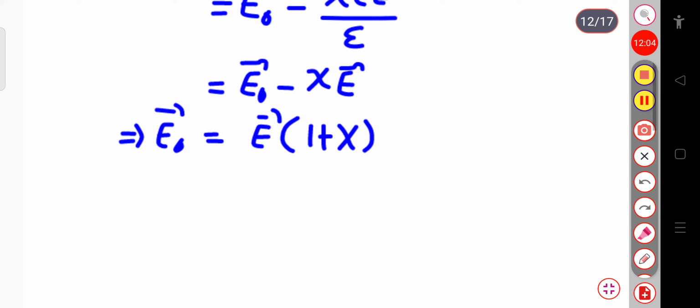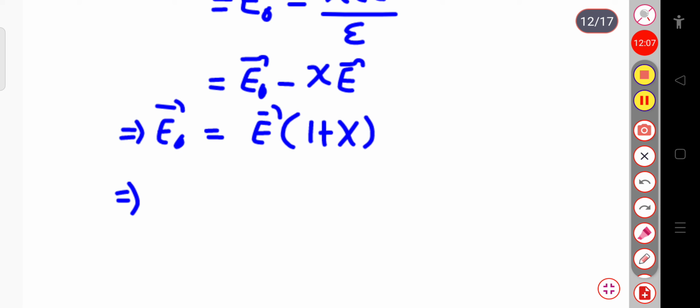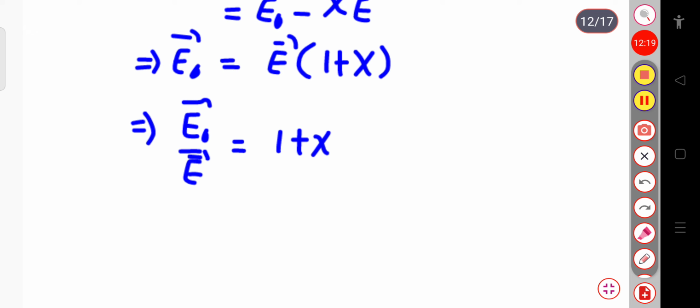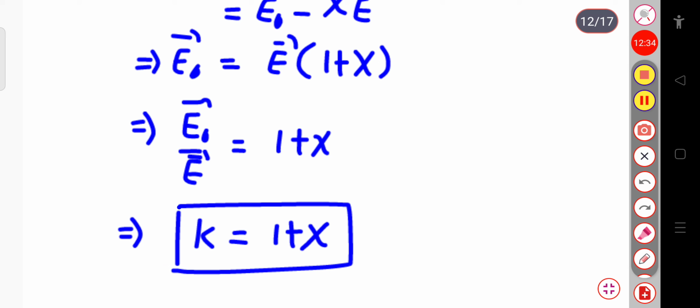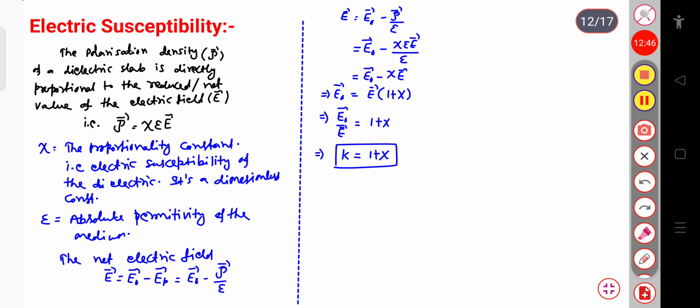Or again we can write E naught divided by E equals 1 plus chi. Again this E naught by E is nothing but your dielectric constant. So the dielectric constant K will be equal to 1 plus chi. Okay, K equals 1 plus chi. This is the relation between the dielectric constant and the susceptibility. Now we will see the electric displacement vector.